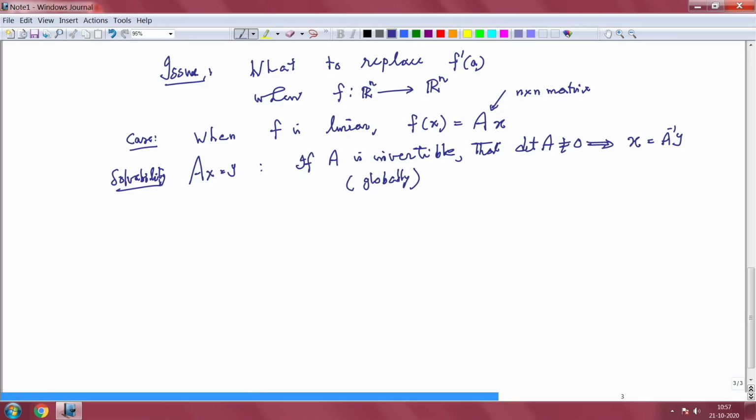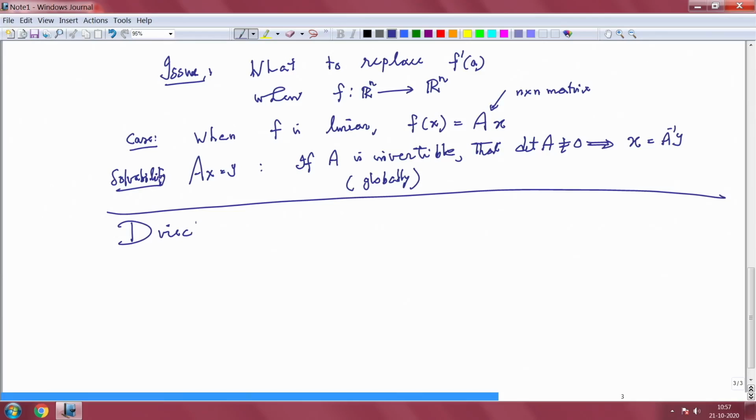So, one condition is determinant of A not equal to 0. You want to basically replace this n by n matrix condition. What kind of conditions can you use when f is from R^n to R^n, which is not linear? Okay. So, we will be doing that. Now, I want to make a direction. First I will define what is called a directional derivative.